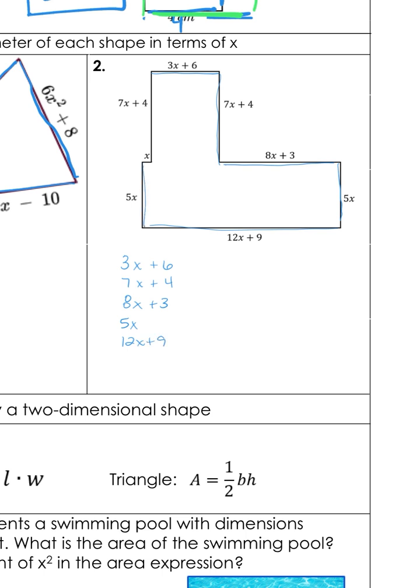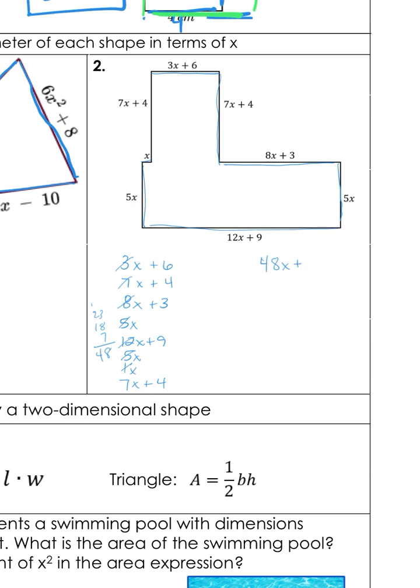And then we have 5x again. And then we have just a little baby x. And then we have 7x plus 4. Okay, so I'm going to add all my x's together. So I have 3 plus 7 is 10, plus 8 is 18, 19, 20, 21, 22, 23. So 23 plus, and then 12 plus 5 is 17, and this is 18 plus 7. So that's 15, that's 18, and I got to carry my 1, so I have 48. So I have 48 x's.